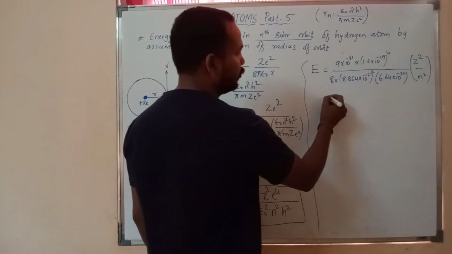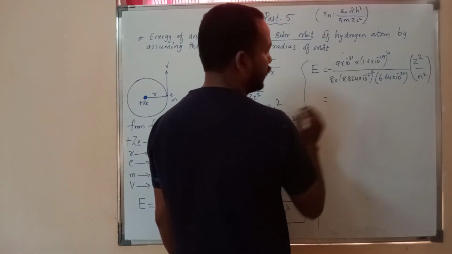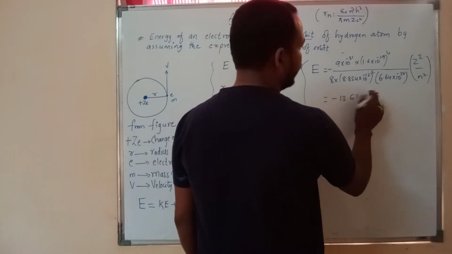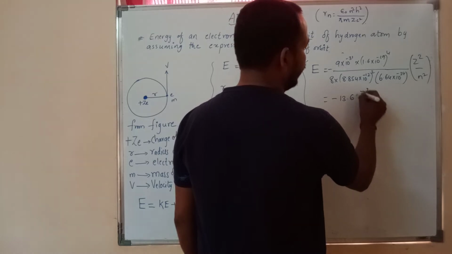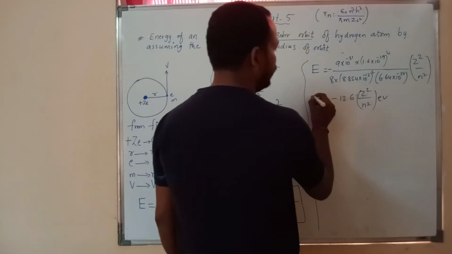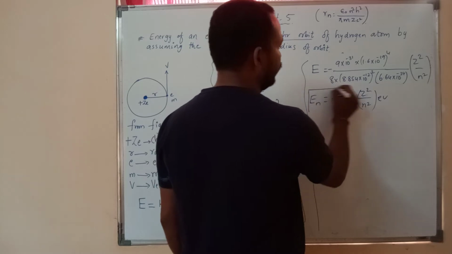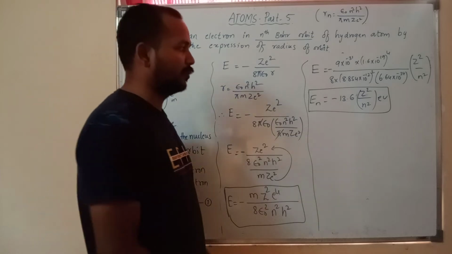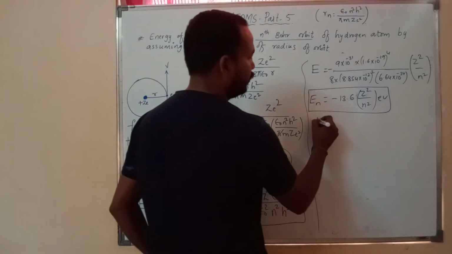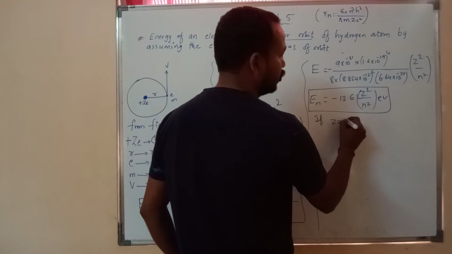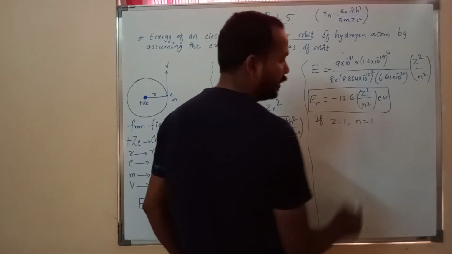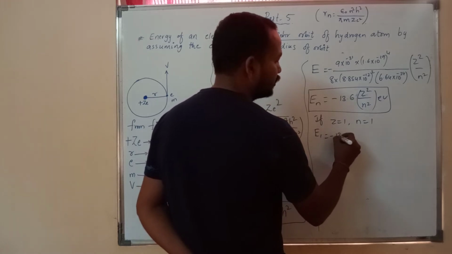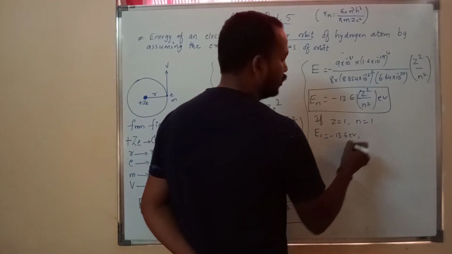Right? After substitution of all these values, with a negative sign, we get minus 13.6 electron volt, or you can write Z square upon n square electron volt. This is for the nth orbit of a hydrogen atom, the energy of an electron in the nth Bohr orbit. Correct? So similarly, if you substitute Z equal to 1 for a hydrogen atom, for the first orbit n is equal to 1, then the energy of the first orbit is equal to minus 13.6 electron volt.